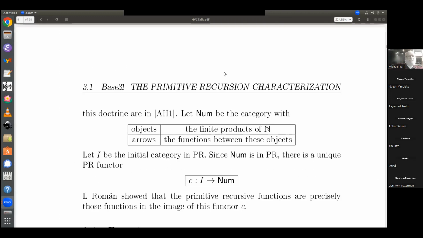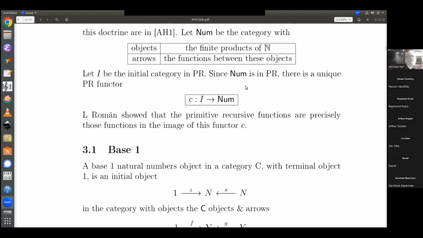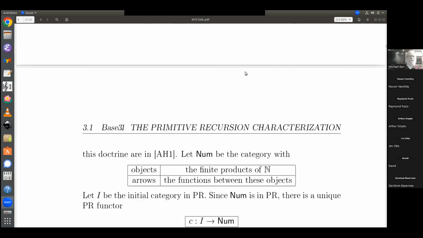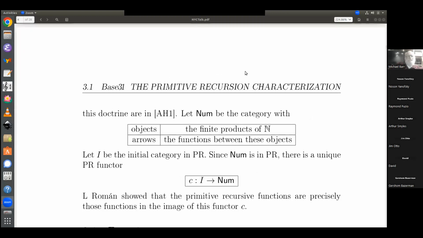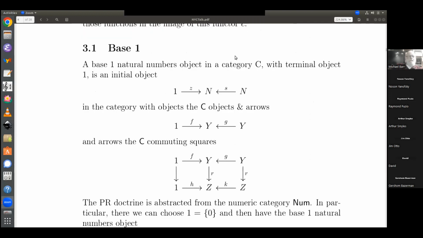Okay, so can you show us what the comprehension for the PR doctrine is? The PR doctrine doesn't have a comprehension. The PR doctrine consists of small categories with chosen structure: finite products and a product-stable natural numbers object. Right. So given that, you can define primitive recursion. Okay. So this comprehension is very important for the rest of your talk, right? Yeah, as I said, the 2 really important words are doctrine and comprehension. Okay, so can you give us an intuition of what this comprehension does for you? That makes it PTime.